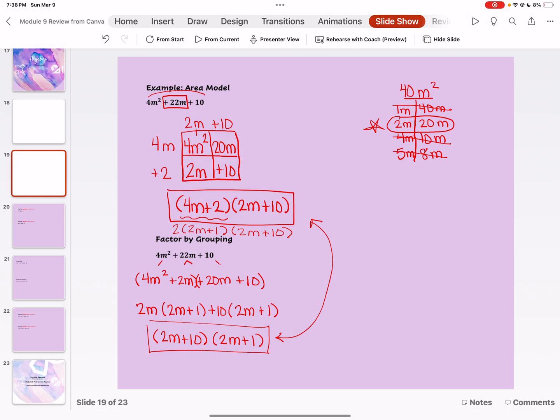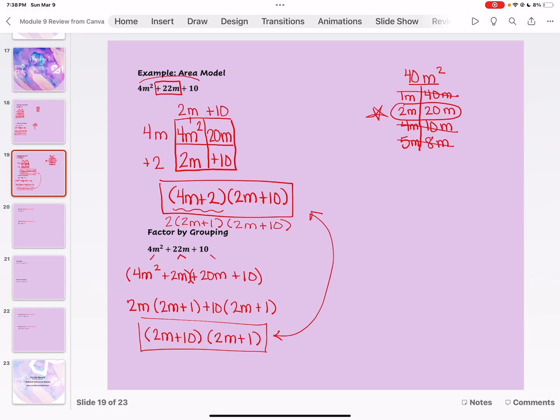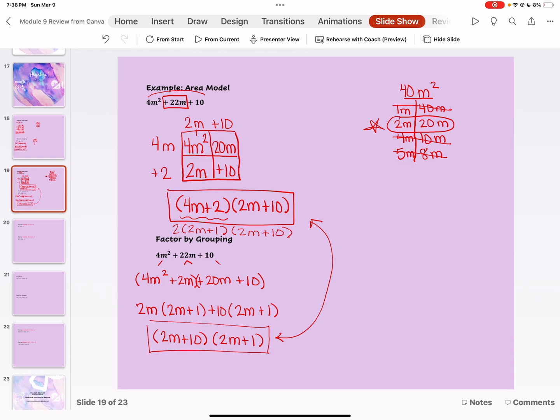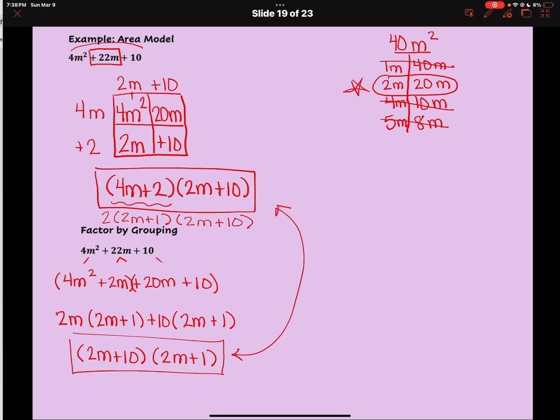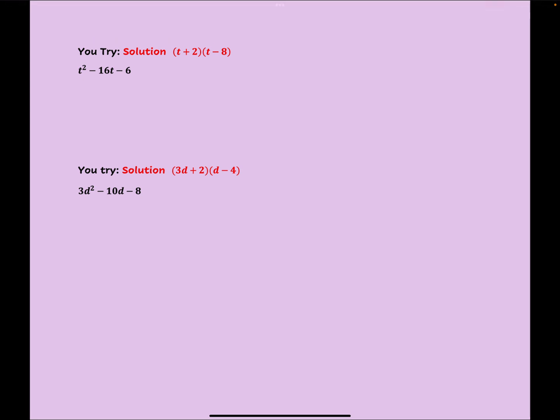So let's go on then and let's look at what we have next. Our next one is I've got 2 of them for you to try. So you can use the area model or you can use factoring by grouping. All right. And then let me know if you have any questions with those ones, and then we'll look at those. All right. So the last ones that we're going to look at, though, are just factoring by grouping.